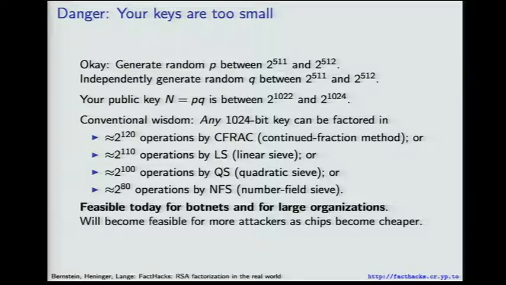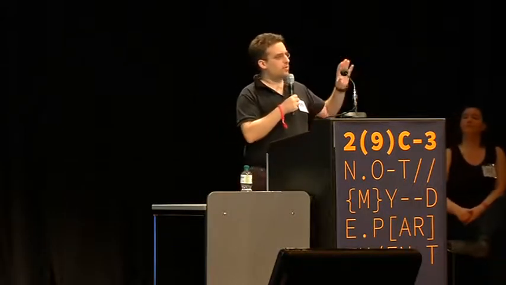There's the quadratic sieve, QS, and the number field sieve, NFS. These have been around since, well, the quadratic sieve since the 80s, the number field sieve since the early 90s. And for the number field sieve, the general consensus is it takes something like 2 to the 80 operations.